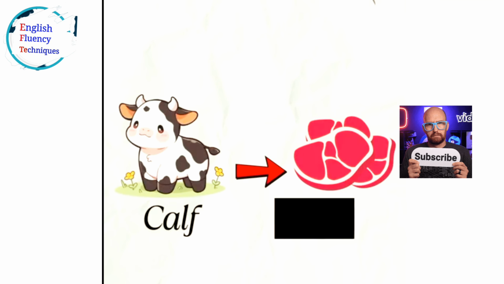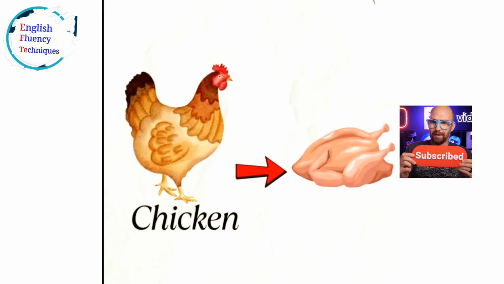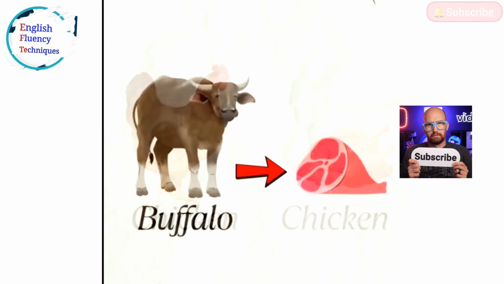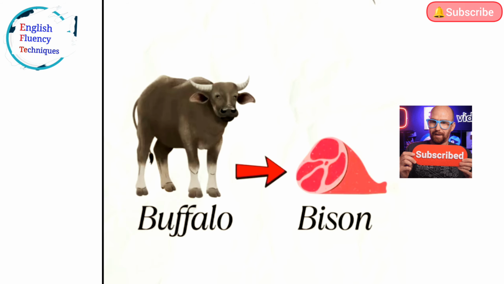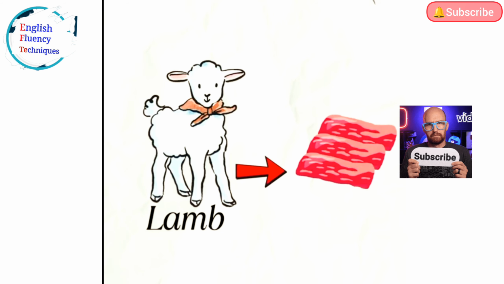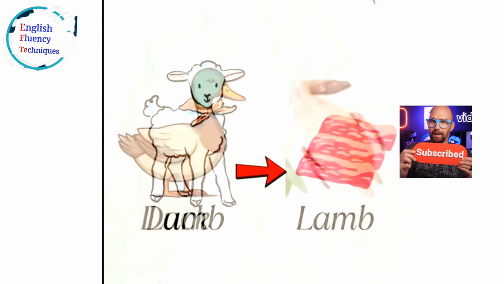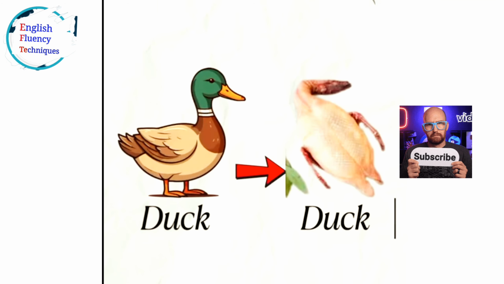Calf meat is called veal. Chicken meat is called chicken. Buffalo meat is called bison. Lamb meat is called lamb. Duck meat is called duck.